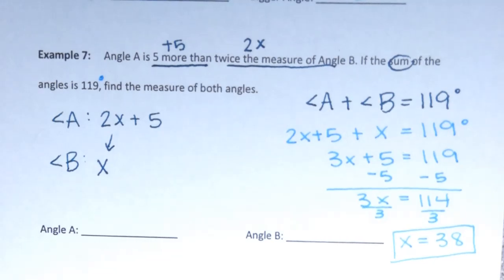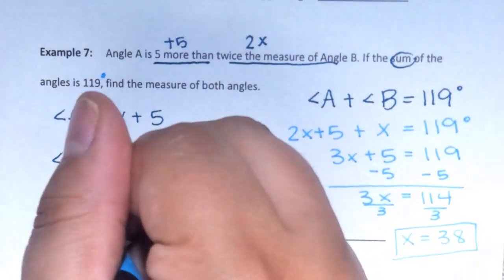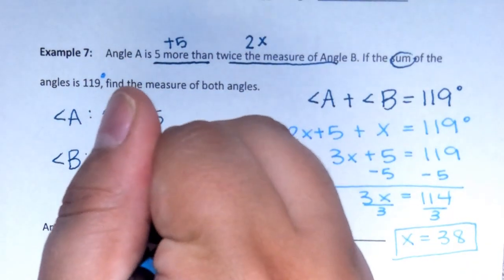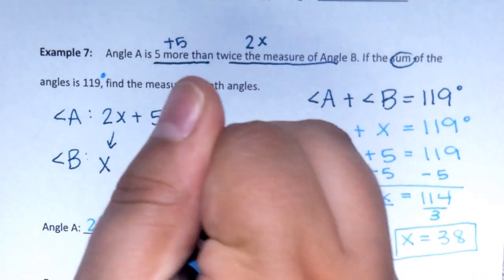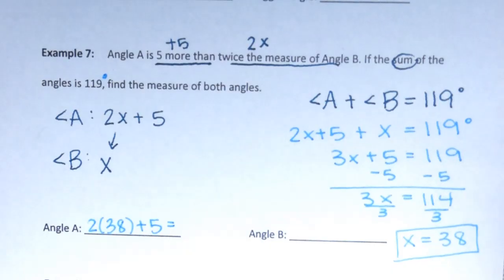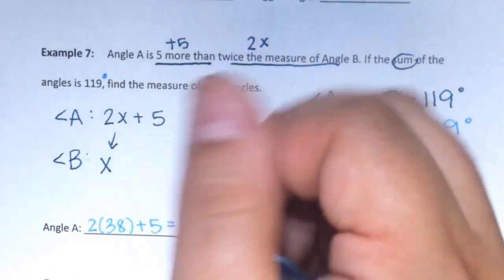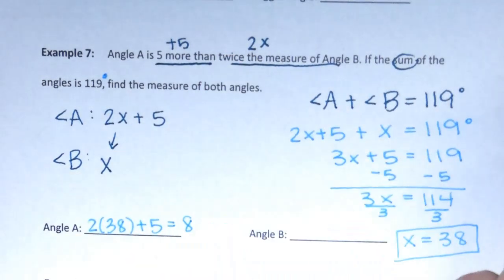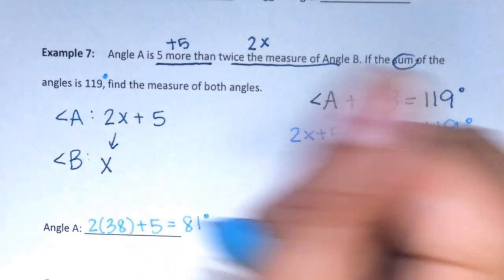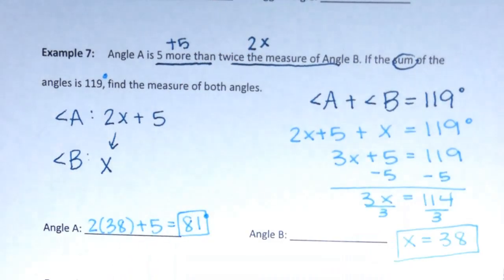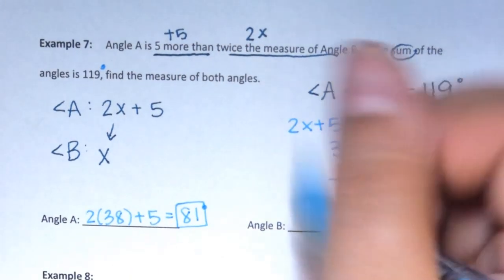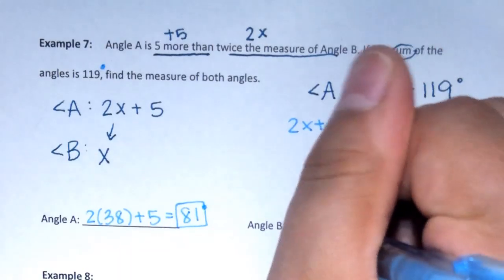Okay, and what's angle A going to be? How do I figure out angle A? Substitute. What is 2 times 38 plus 5? I don't know the answer, so y'all are going to have to tell me. And what's angle B going to be? Just 38 because it's x.